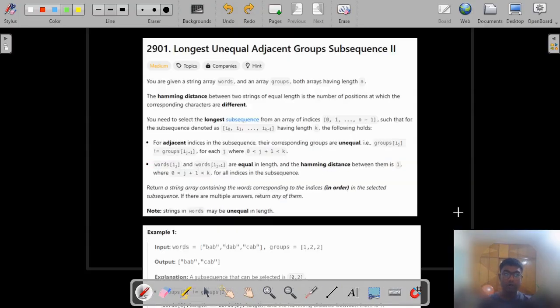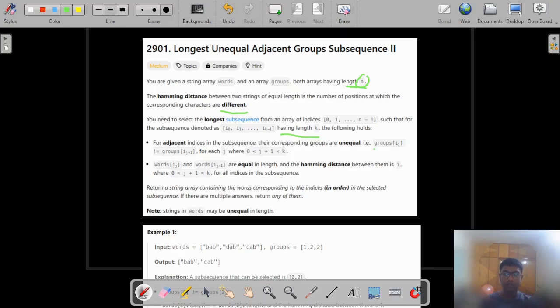Okay, so let us understand the problem statement. You are given a string array words and an array groups, both having length n. The Hamming distance between two strings of equal length is the number of positions at which corresponding characters are different. You need to select the longest subsequence from an array of indexes 0 to n minus 1, denoted i0, i1, ..., ik having length k. The following holds good: the adjacent indices in the subsequence have unequal corresponding groups.